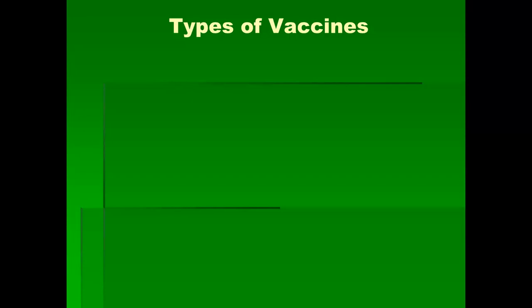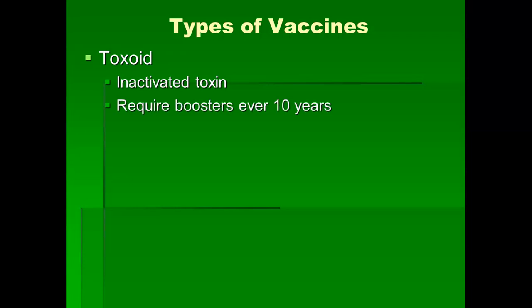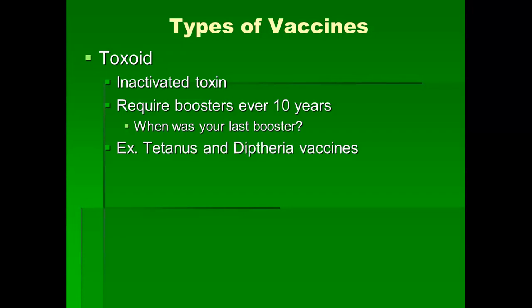Toxoid vaccines are inactivated toxins, and they require boosters every 10 years. So when was your last tetanus booster? Every 10 years you're supposed to get a tetanus shot, as well as diphtheria.